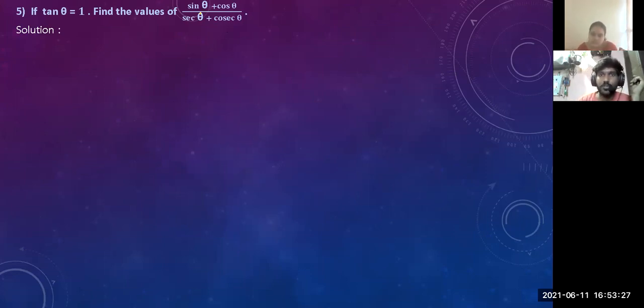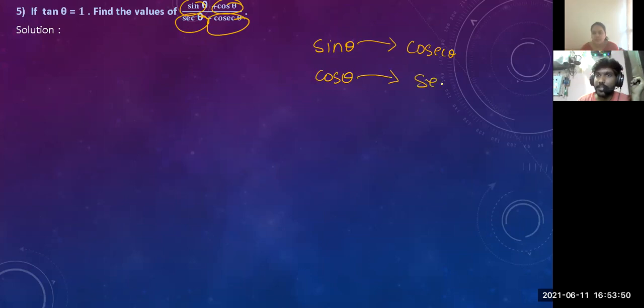Now look at the question carefully. We need sine theta, cos theta, sec theta, and cosec theta. First, if you find sine theta, with its reciprocal you can find cosec theta. Second, if you find cos theta, with its reciprocal you can find sec theta. Correct? Is the question clear now? What has to be found out and what has to be done?